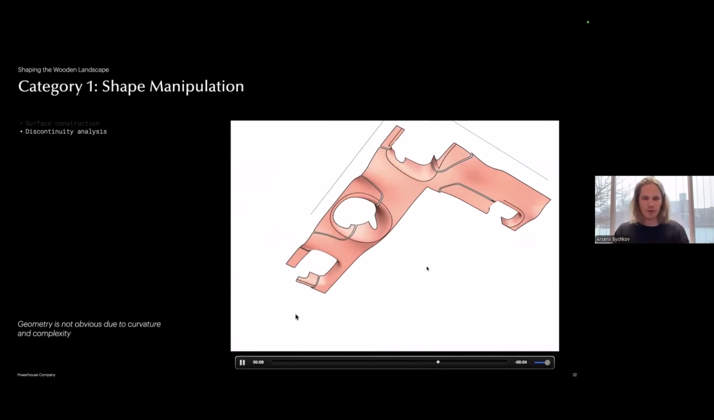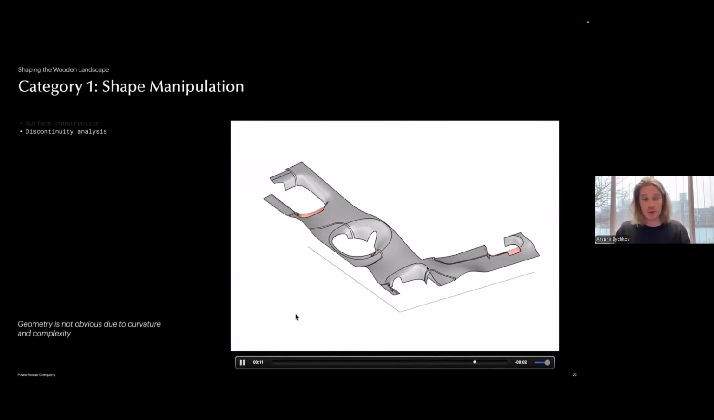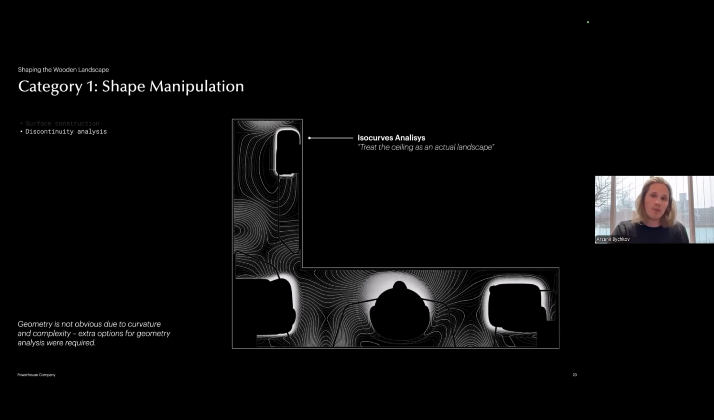The scale was not enough at our home-based 3D printer. So we came up with this idea of treating the surface as an actual landscape and doing the so-called isocurves analysis. So basically just projecting the isocurves and splitting the whole complex surface into elements, which really helped us to understand where we have the discontinuities, the creases, and optimize the shape later so that it's just one smooth wooden landscape above us.